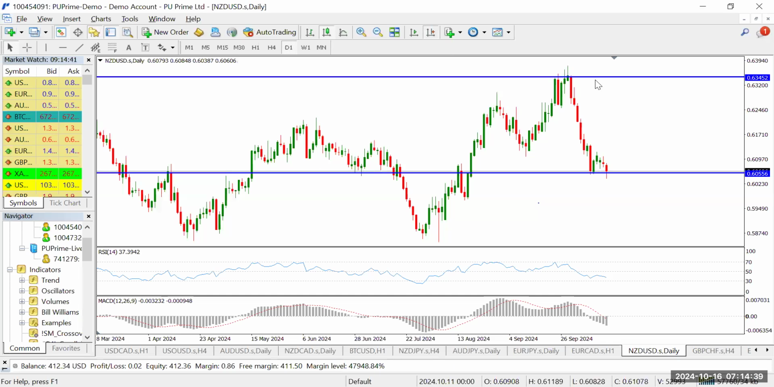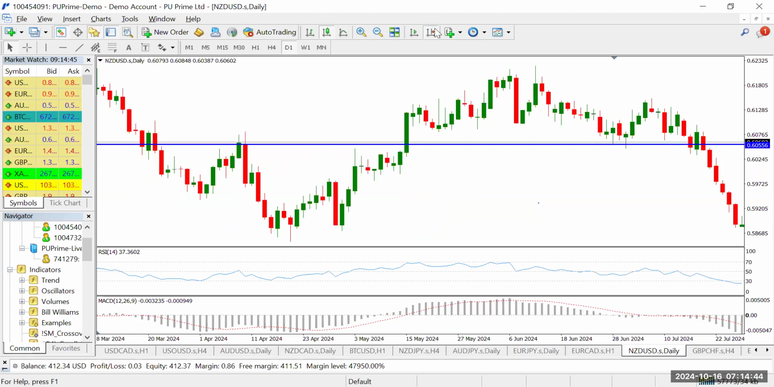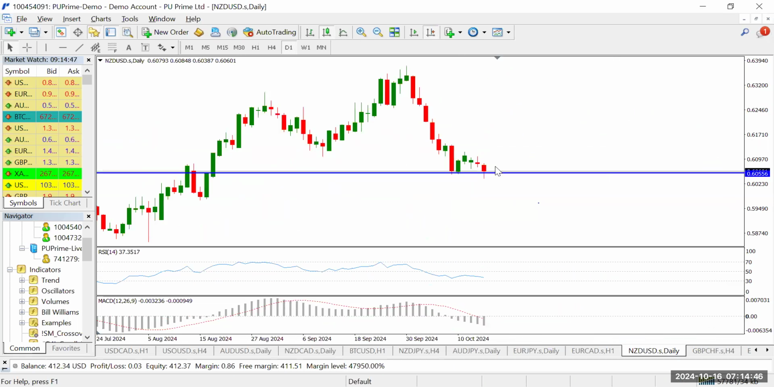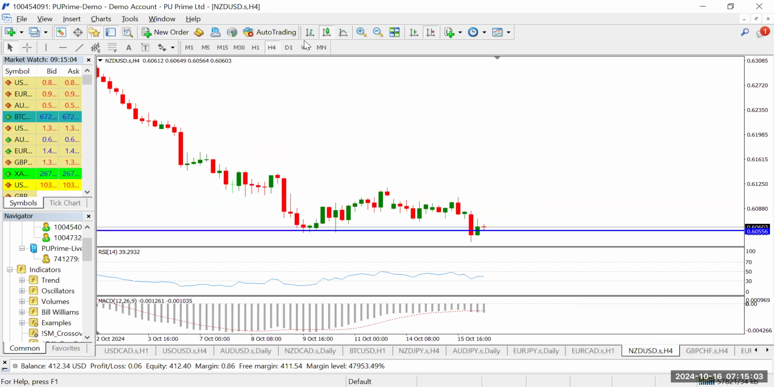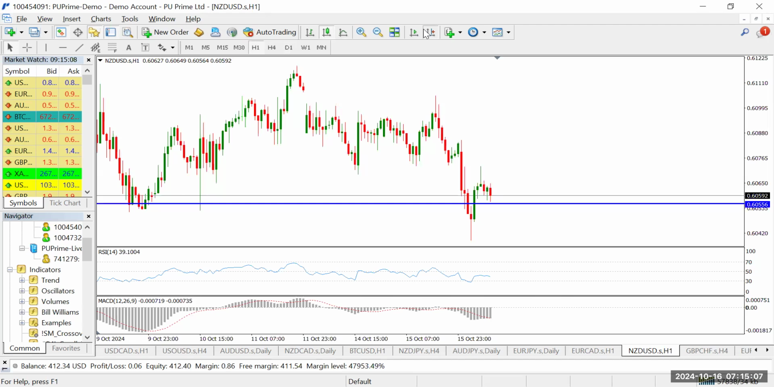Now, this is the New Zealand USD on the daily time frame. Price is currently trading around a support level. We have a valid support here, and this is today's candle testing that support. If price is unable to break that support, then we'll see a bullish movement on the New Zealand USD. And if we flip down to the 1 hour time frame, there's nothing on the 4 hour. So we flip down to the 1 hour. This is a 1 hour time frame.